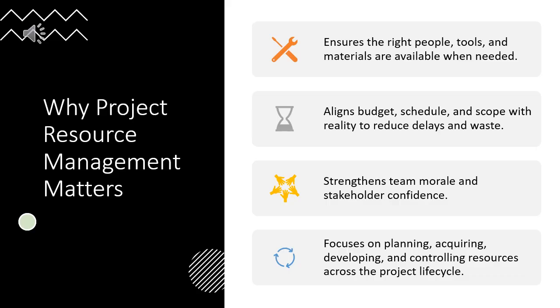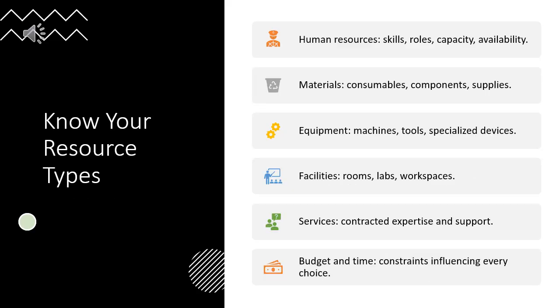We focus on people, materials, and equipment across the project lifecycle. Resource categories guide planning and decisions. Clarify what you need and why. Typical categories include human resources, skills, roles, capacity, and availability. Materials, consumables, components, and supplies. Equipment, machines, tools, and specialized devices. Facilities, rooms, labs, and workspaces. Services, contracted expertise and support. Budget and time, constraints that shape every choice.